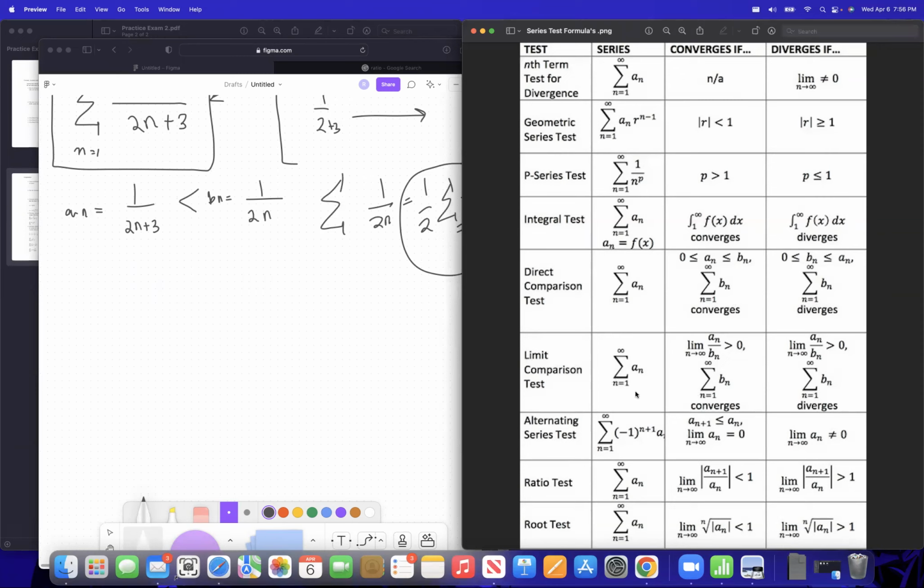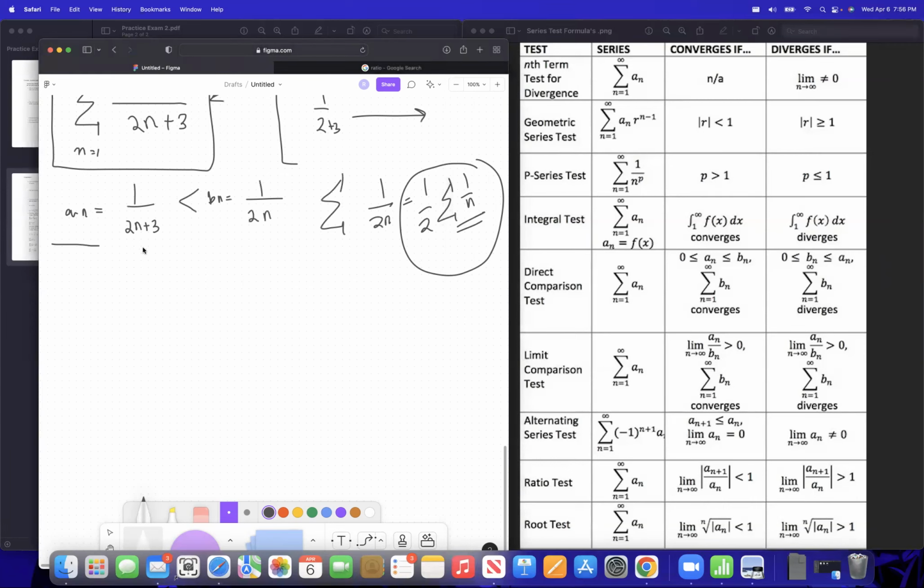So basically what the limit comparison test says is, take your a of n, take your b of n. We already found those. But this time we're not judging whether they're greater or smaller. Instead, we're doing a ratio between them. So we're taking the limit as n approaches infinity of a of n over b of n. The a of n is 1 over 2n plus 3, and the b of n is 1 over 2n. And remember, you just multiply by the reciprocal. So that's 1 over 2n plus 3 multiplied by 2n, right?